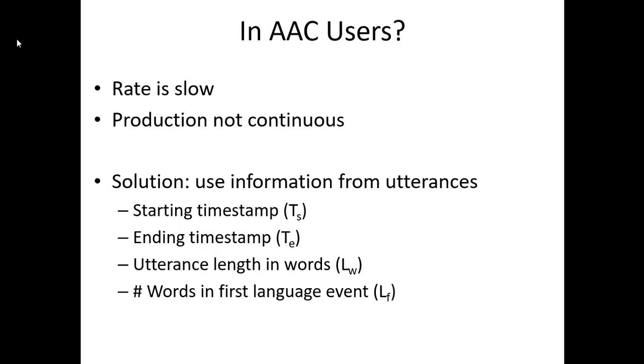Romich and Hill addressed this problem using log file data, and they pulled information from the log files to measure communication rate in individual utterances, and use data from individual utterances to measure average communication rate across the whole sample. So in order to do this, the information they needed was the starting timestamp, which would be the timestamp of the first event in the utterance, the ending timestamp, which would be the timestamp of the last event in the utterance, the utterance length in words, and the number of words in the first language event.